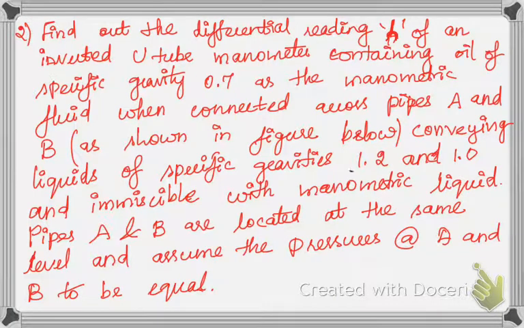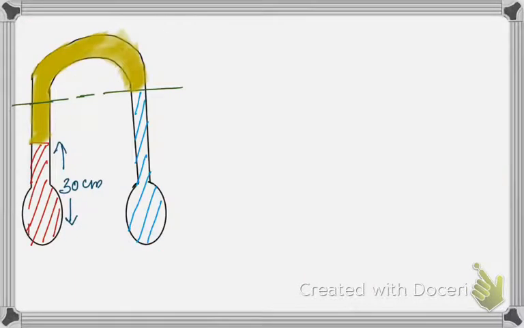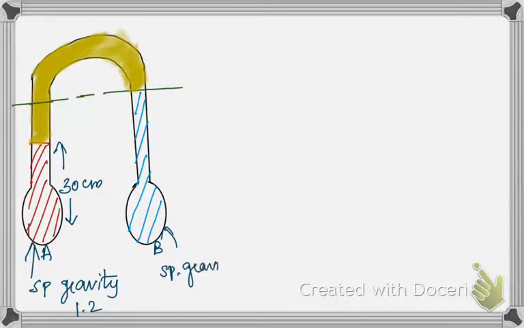So note here that there are two more liquids. In pipe A you have a specific gravity of 1.2. So let me take this as pipe A and this is pipe B. So pipe A specific gravity is 1.2 and for pipe B specific gravity is 1. Apart from that, they have given that this is going to be oil and its specific gravity is 0.7. So we have to mark all those things.